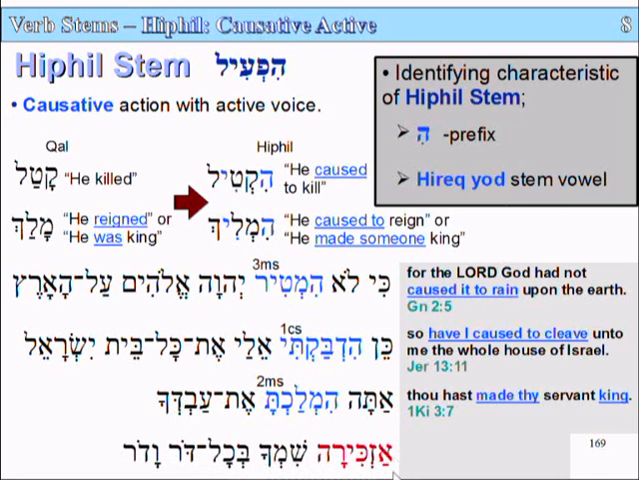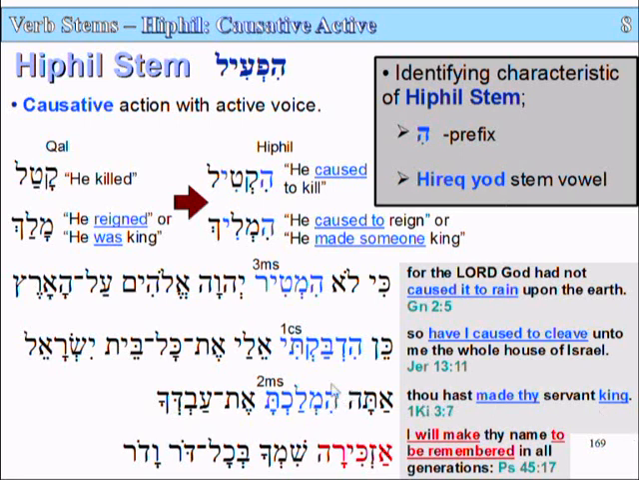Okay, final example, and this one is an imperfect. We'll have a look at the imperfect table for all these different verb stems later in the lesson. Azkira, I will cause to remember. I will make thy name to be remembered. Shimcha, your name. Azkira shimcha bechol dor vador, in all generations. Bechol, in all, dor, generation, vador, and generation. I will make thy name to be remembered in all generations.